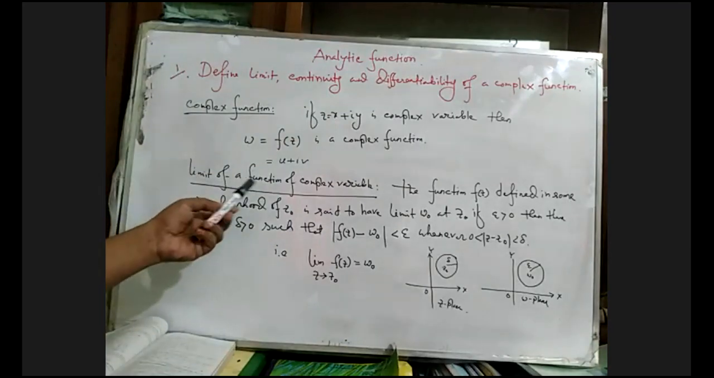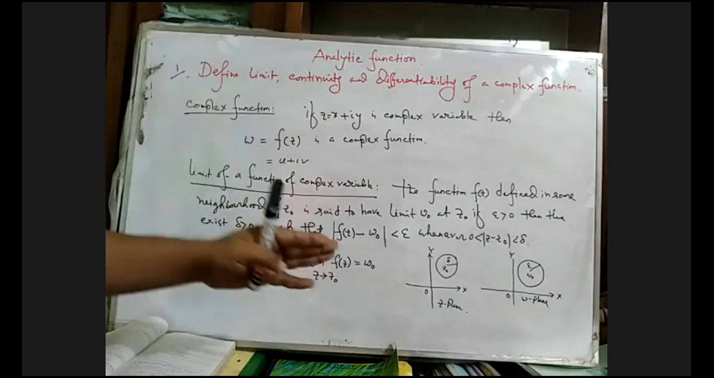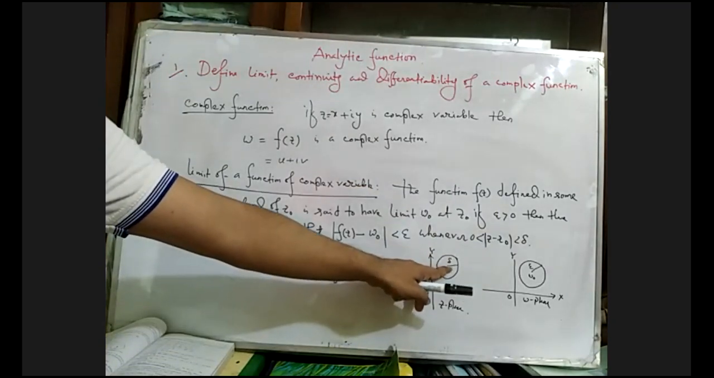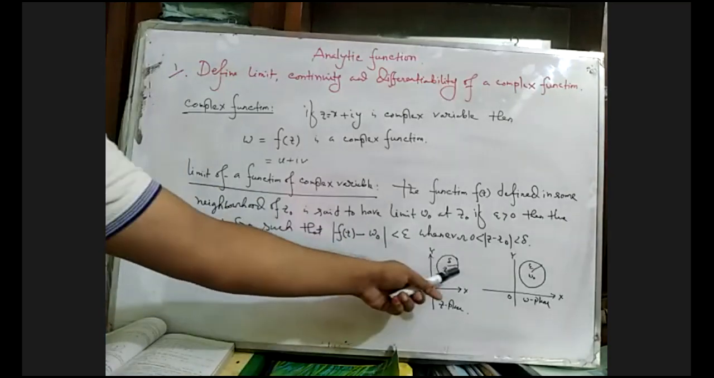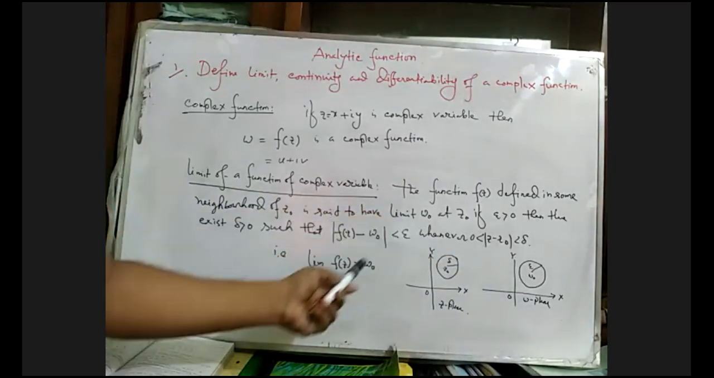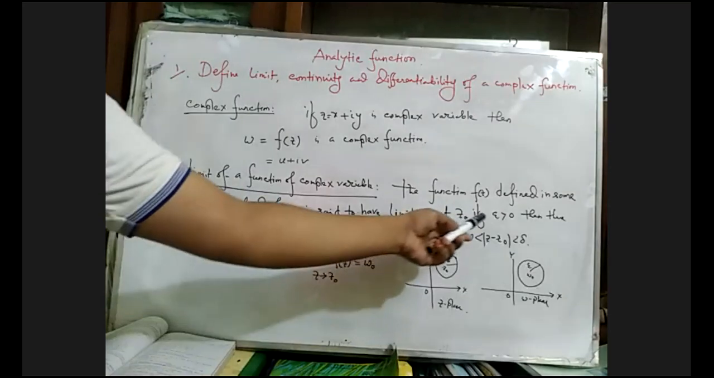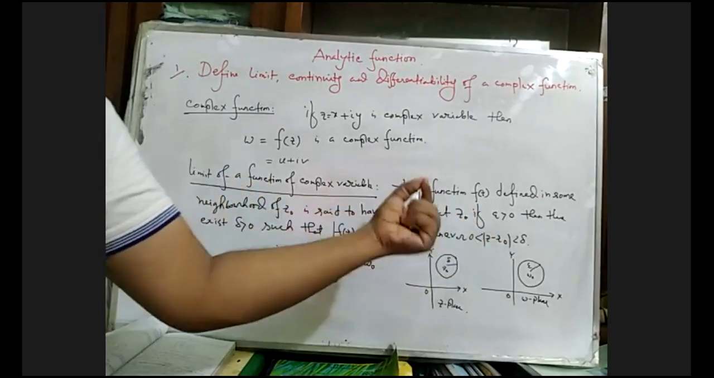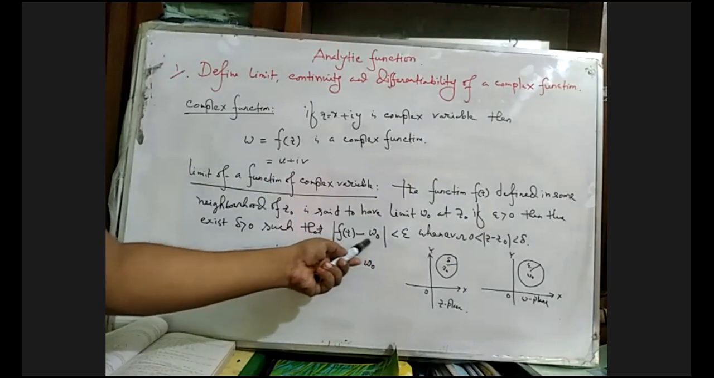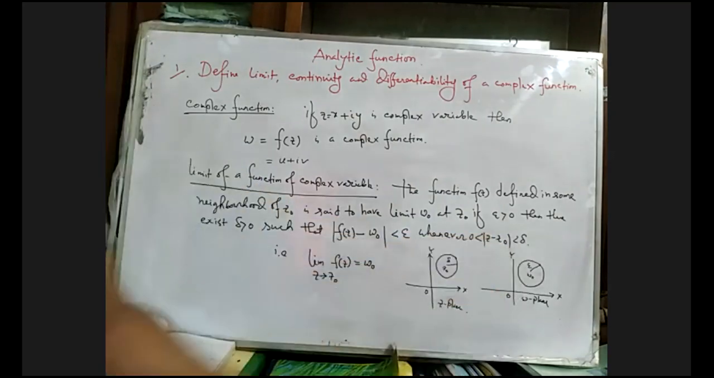Now, what is the limit of a function of a complex variable? We are defining limits in terms of a complex variable. The function f of z is defined in some neighborhood of z naught. Neighborhood means if we take z naught as the center, we can draw any circle, and it is called a neighborhood. This is the neighborhood, and this is another neighborhood in the w plane. f of z will have limit w naught at z naught if for epsilon greater than 0, very near to 0 but small, there exists del greater than 0 such that the functional difference is less than epsilon whenever the point difference is less than del.